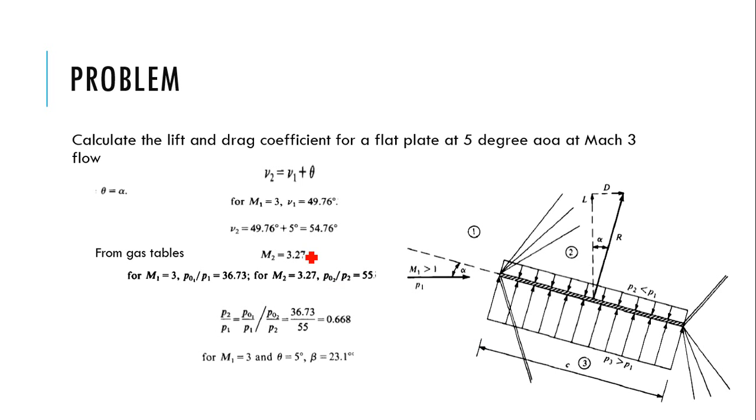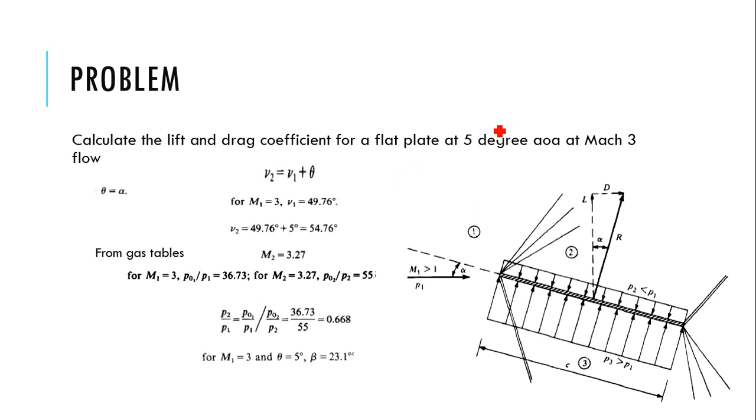So just look at the sum. Here we have a problem: calculate the lift and drag coefficient for a flat plate at 5-degree angle of attack at Mach 3. For your understanding purpose only, I have just solved the sum here, because they won't ask this type of sums, because for this we need gas tables. Without gas tables we can't solve, because we need the pressure ratios and all.